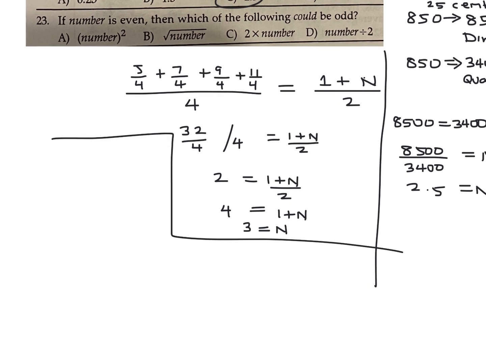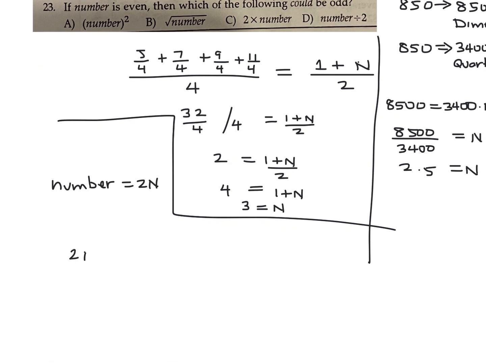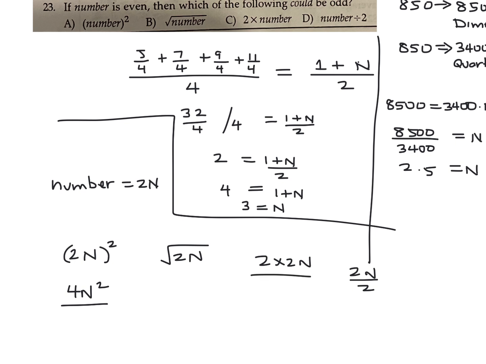If a number is even, then which of the following could also be even? Okay, so if it's even, it's of the form 2n, right? Yeah. So 2n, let's just go with the answer choices. We have 2n squared, we have the square root of 2n, we have 2 times 2n, and then we have 2n divided by 2. Okay, well, this would be 4n squared. Well, this is obviously even since it's a multiple of 4. Anything that you multiply by 4 will be even. This is also 4n, so again, even. So E for even.